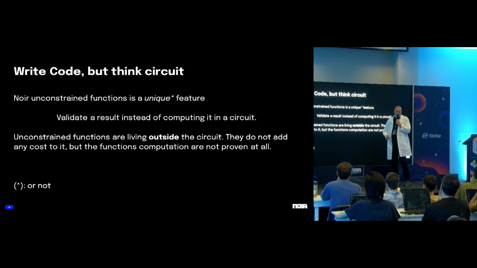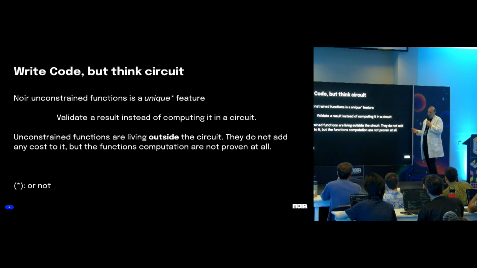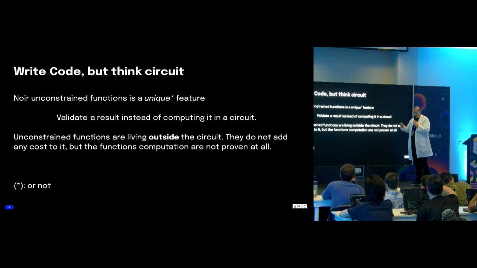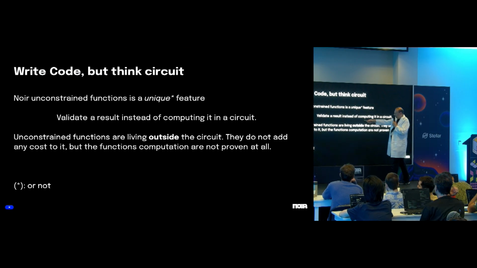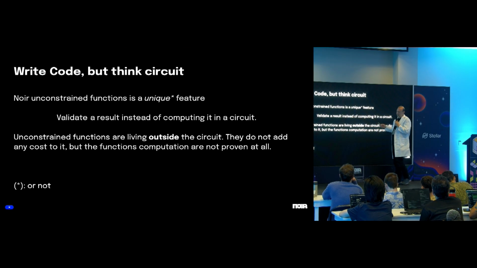So what can you do with this unconstrained function? An unconstrained function is saying to Noir that, okay, this computation, do not put it in a circuit, put it outside the circuit. So that means that the cost is 0, in terms of number of gates. Okay? Then what you need to do, of course, is to validate the result that you get that is computed offline, outside the circuit, I mean. You need to validate this in a circuit, of course. So you still need Noir.